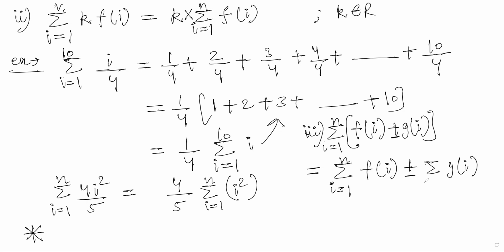What I'm trying to say is, let's understand this with an illustration. Let's say I have been given this: sigma of I plus I square, where I is from 1 to 3. So one way to solve this is you put I equals 1, you will get 1 plus 1 square.